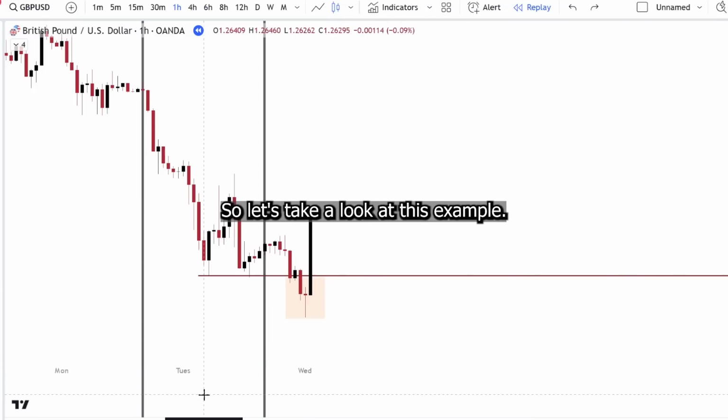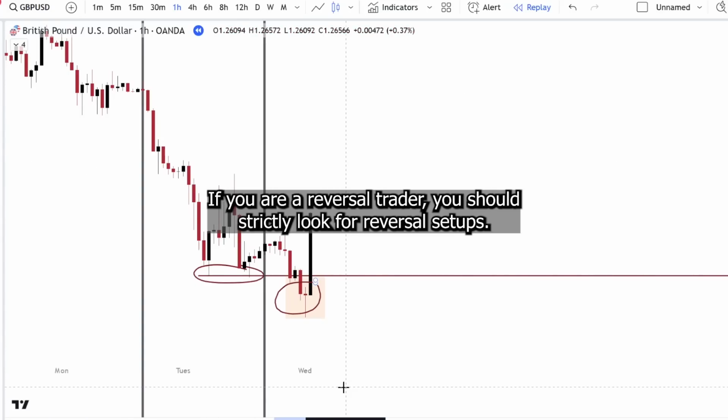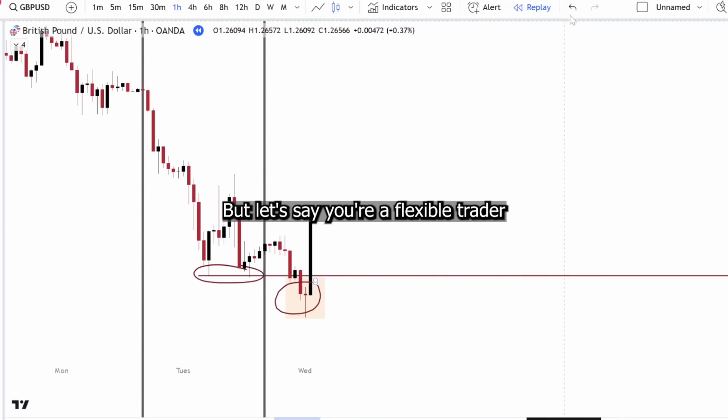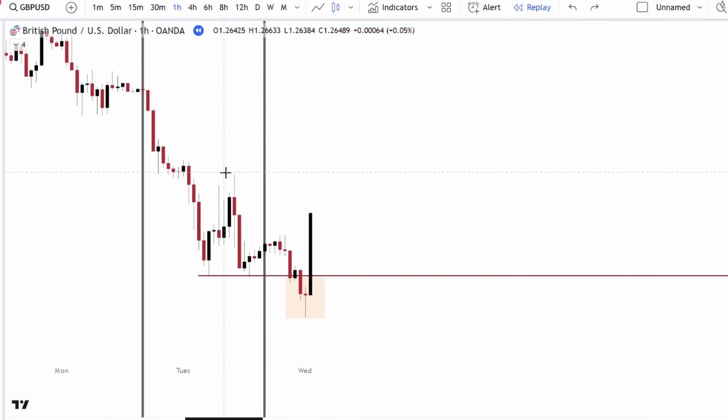So let's take a look at this example. So on Tuesday, you had your liquidity being built. And on Wednesday, you had your stop hunt. So what would you be looking for? Now, if you're a continuation trader, you should strictly look for continuation setups. If you are a reversal trader, you should strictly look for reversal setups. But let's say you're a flexible trader, and based on everything that I explained previously in the previous segments, what would you be looking for?